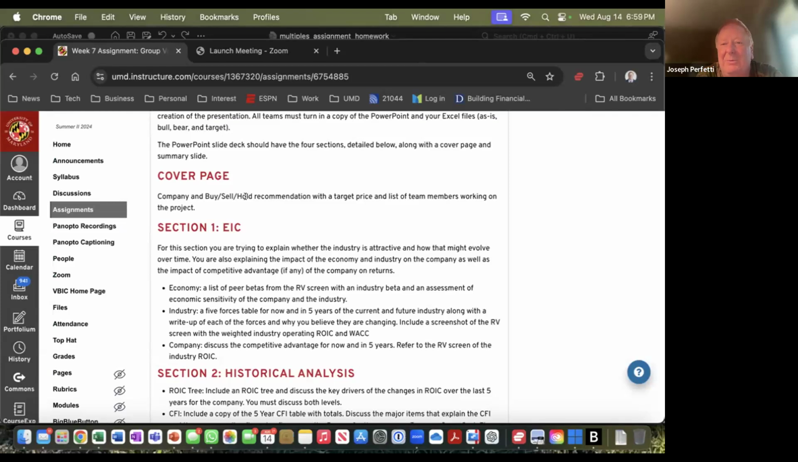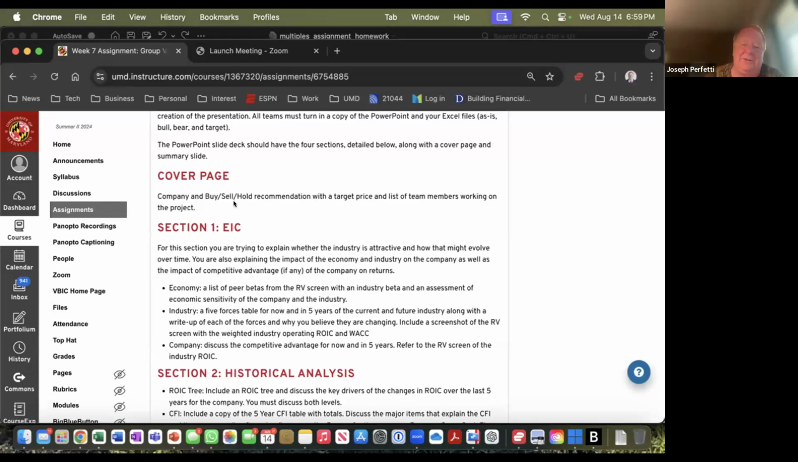You can't leave the PowerPoint to show me other data. So you should have an RV beta screenshot, and you should have a spread screenshot that you're referring to as you go through the EIC. And just like your assignment, you got to talk about the economic sensitivity, referring to your beta. You got to do a 5 forces today, 5 forces 5 years. And you got to talk about the competitive advantage and where that's going to change in 5 years. Don't forget to use numbers. Okay, so that's the first section.